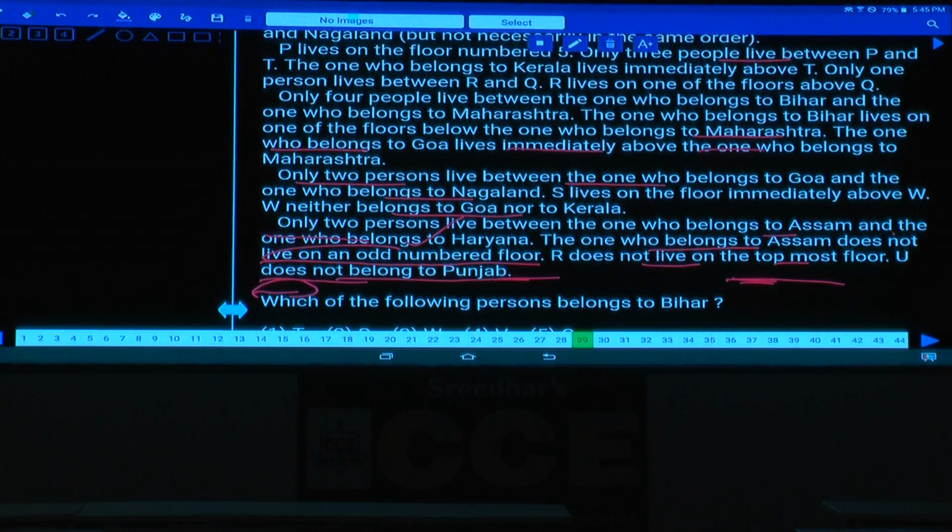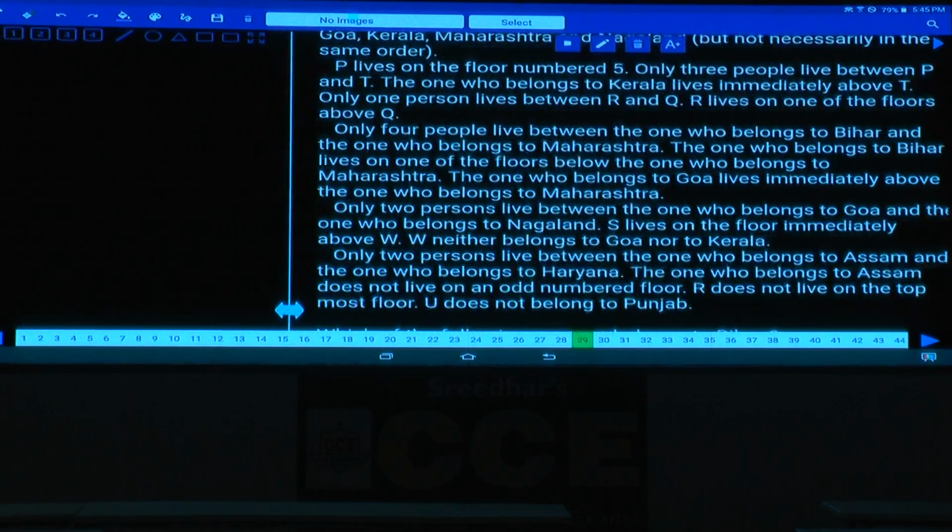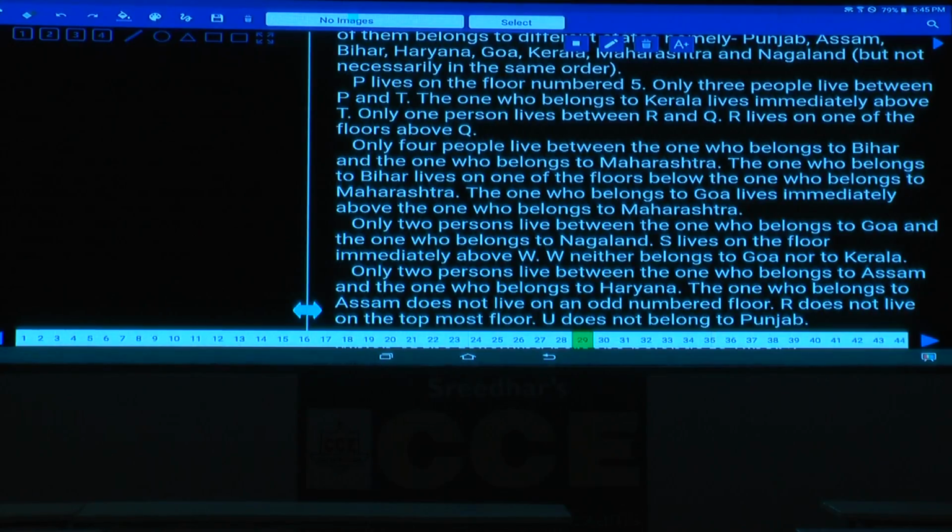Then question number 29 onwards, 29 to 34. Now in these question numbers 29 to 34, 8 persons P, Q, R, S, T, U, V, W live on 8 different floors of a building but not necessarily in the same order, isn't it? The ground floor is number 1, the floor above this one is number 2, and so on, and each one of them belongs to a different state. Now 8 persons staying on 8 different floors and they belong to different states.